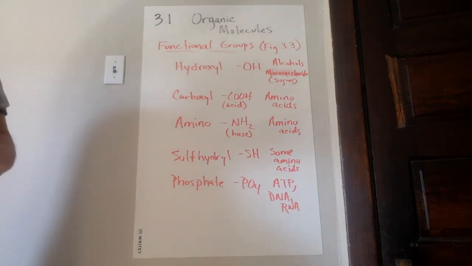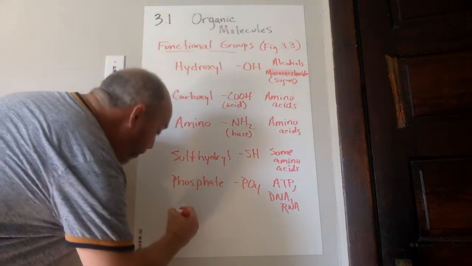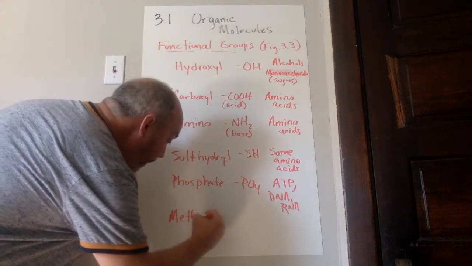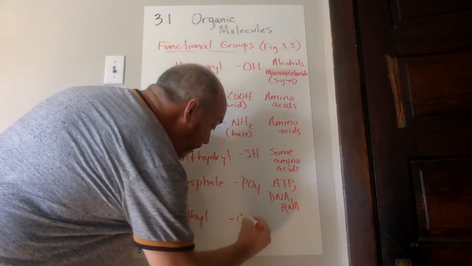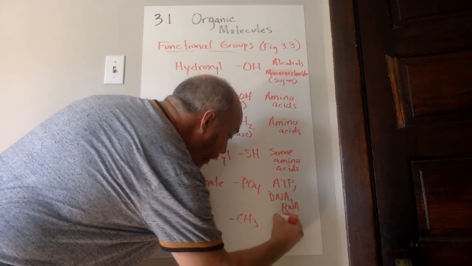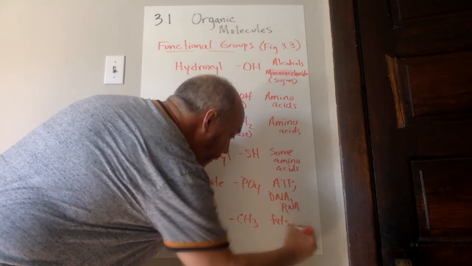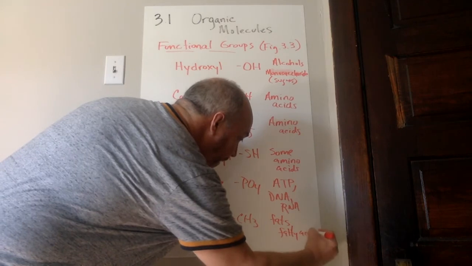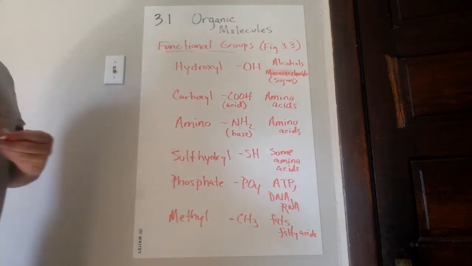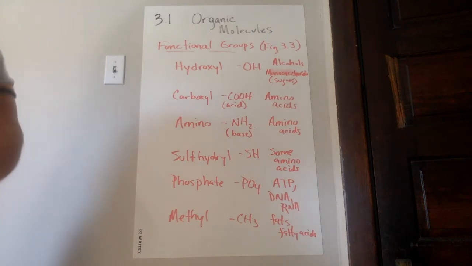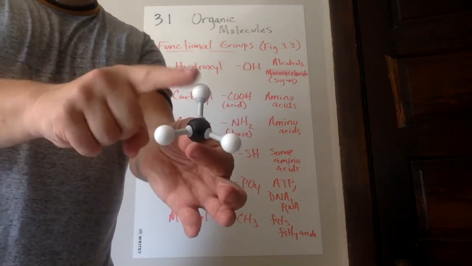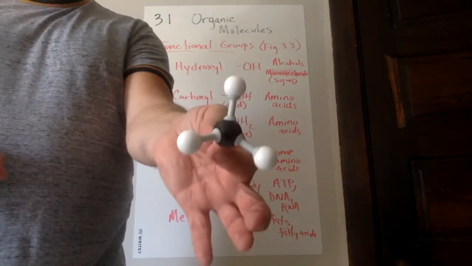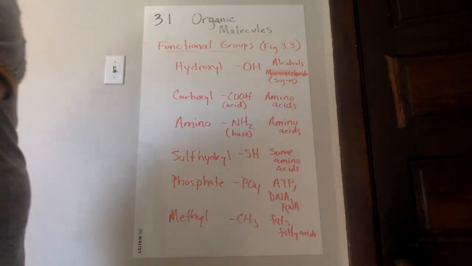Now, one that is not in your book that I also want you to know is called a methyl group. So a methyl group is CH3. And this is in a lot of fats and fatty acids. At the end of each of our fatty acids, we had 1 carbon with 3 hydrogens in it. And that is what will compose our methyl group. So here we have our single carbon with 1, 2, 3 hydrogens. These are what are at the end of every fatty acid.